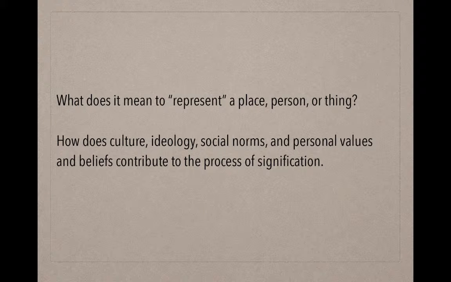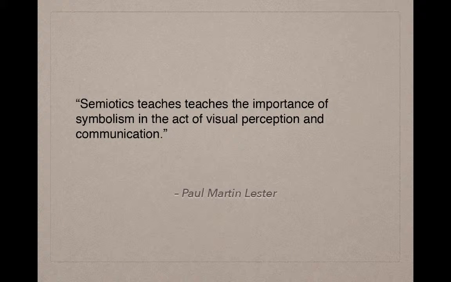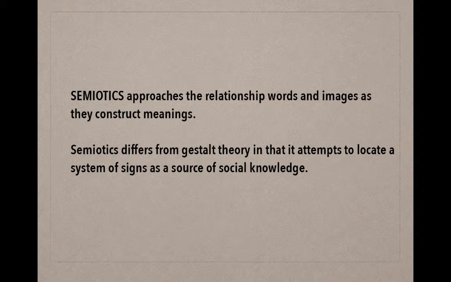So the question that comes up in semiotics is, what does it mean to represent a place, a person, or thing? How does that affect us? How do things like culture or ideology or norms, personal or social, contribute to the process of making sense of that image or the thing that we're looking at? Semiotics teaches us the importance of symbolism, and symbolism is really important in semiotics, and we'll get to that in a second.